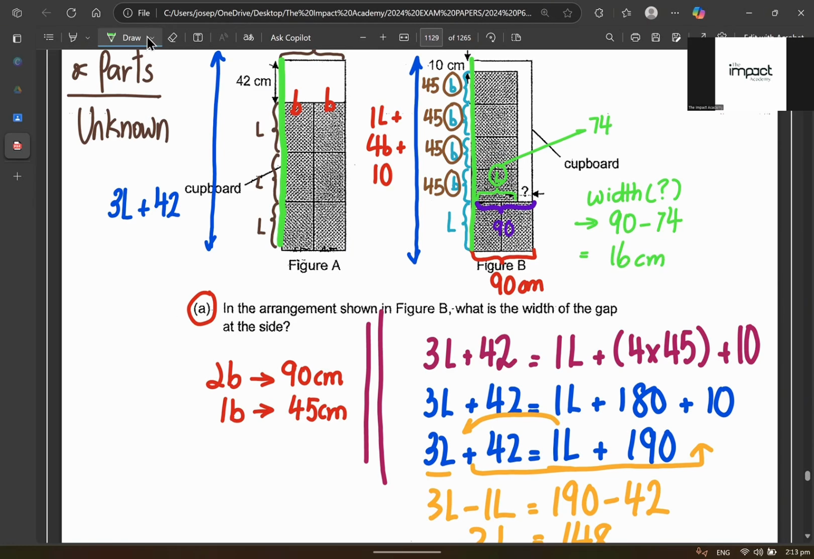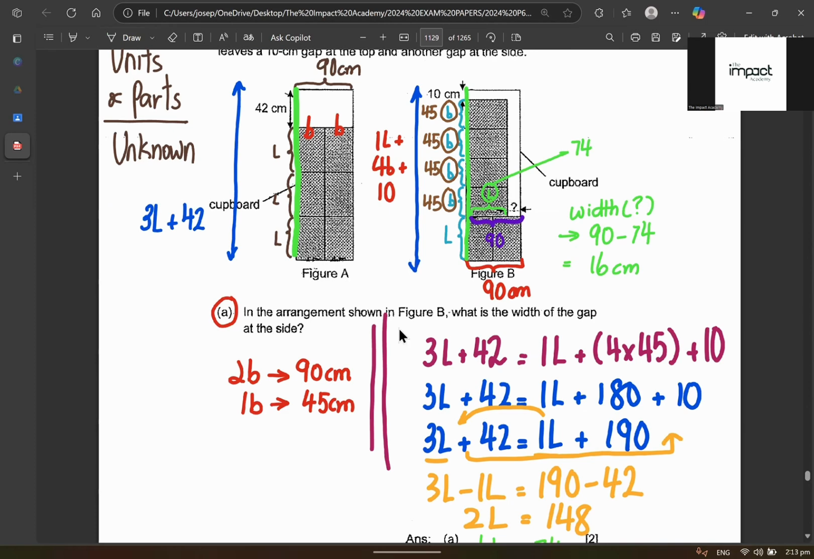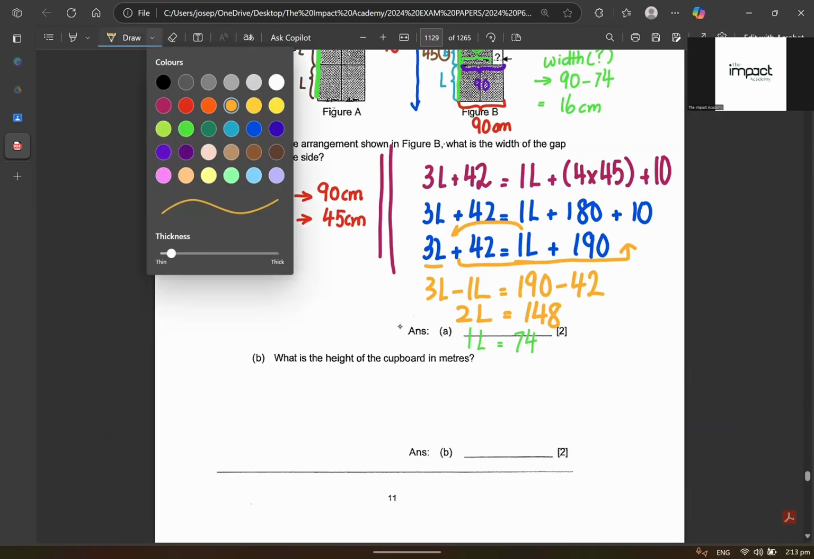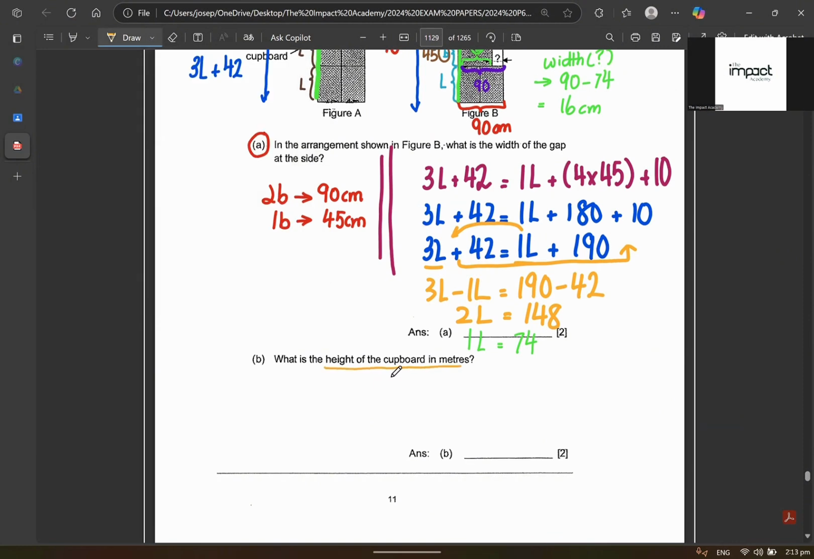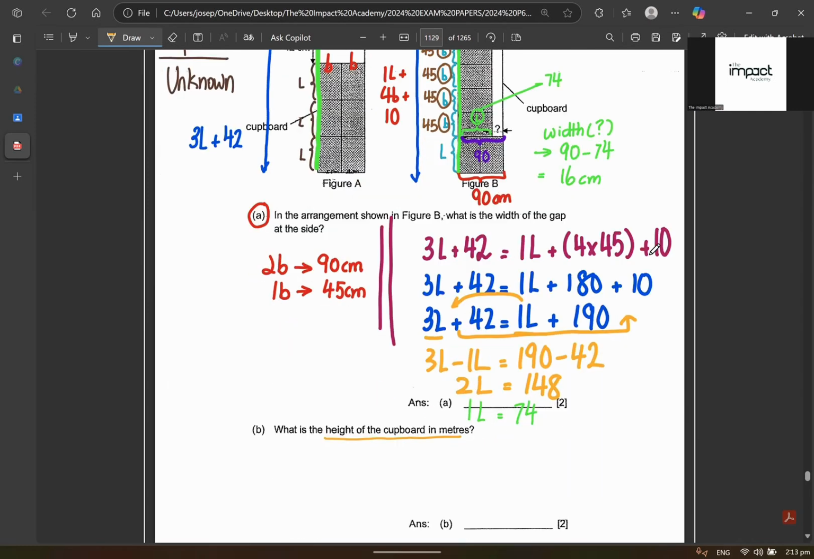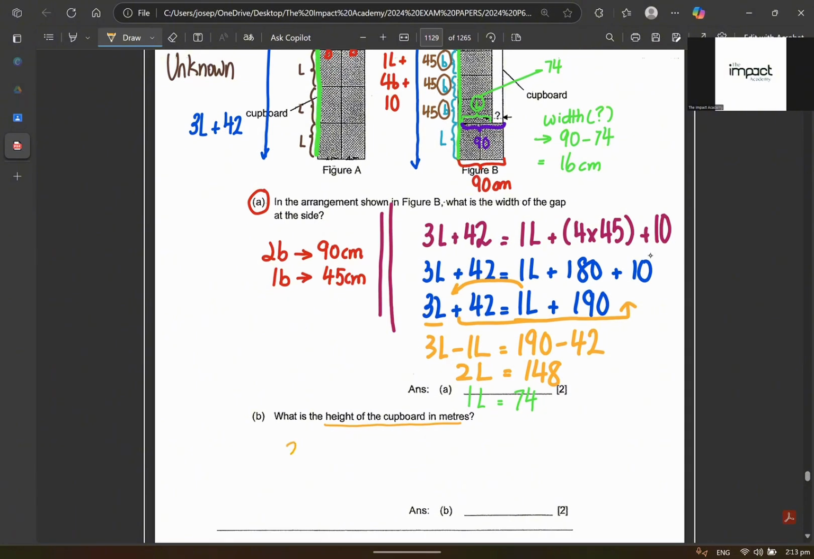Now, once you get to A, then you can quickly go and find B already, which is very easy because the question says, I want you to find the height of the cupboard in meters. Height of the cupboard in meters means everything over here. You can use the left one, figure A, or figure B, it doesn't matter, both work. So the height of the cupboard becomes 3L plus 42. We already know that 1L is 74, so 3L is 74 times 3.